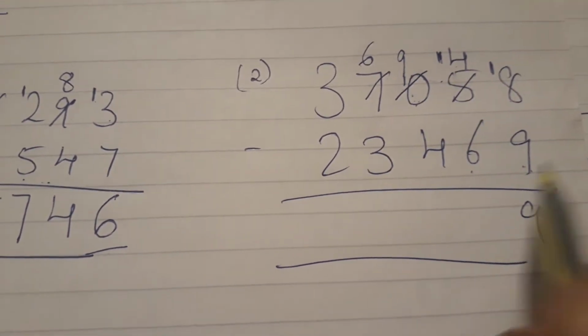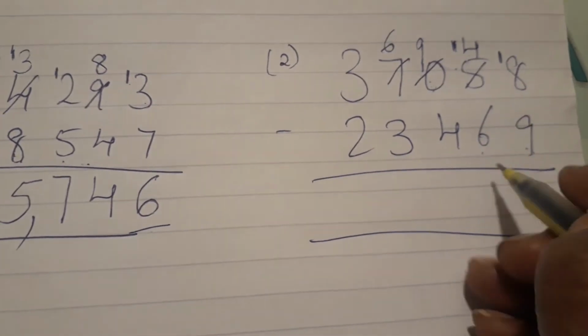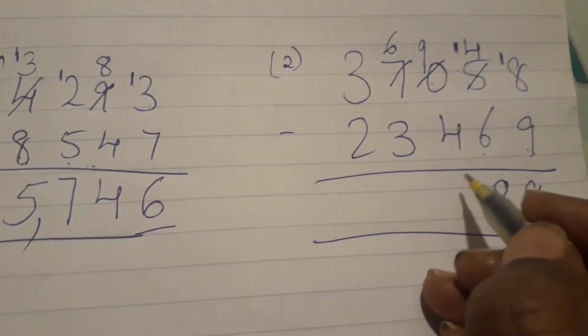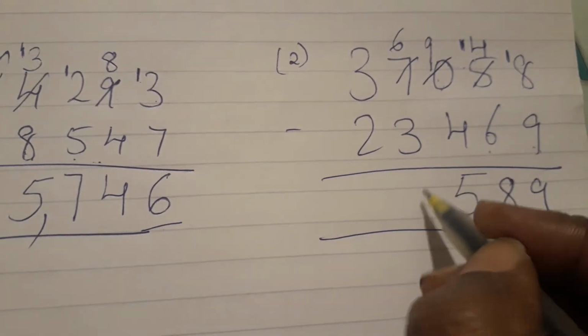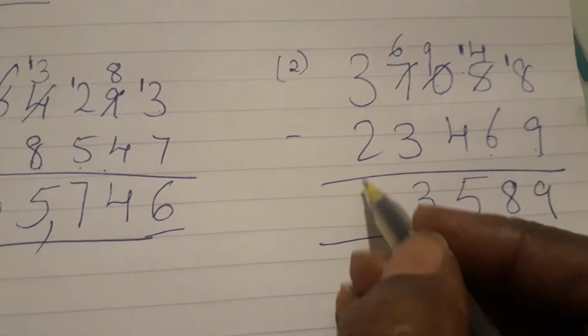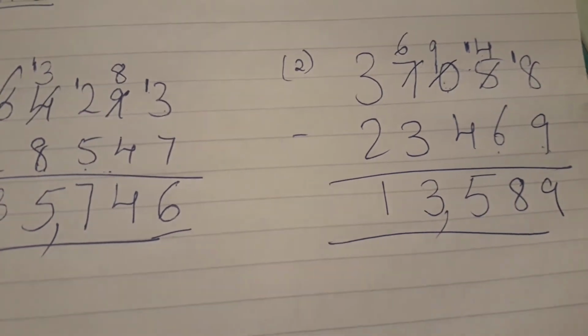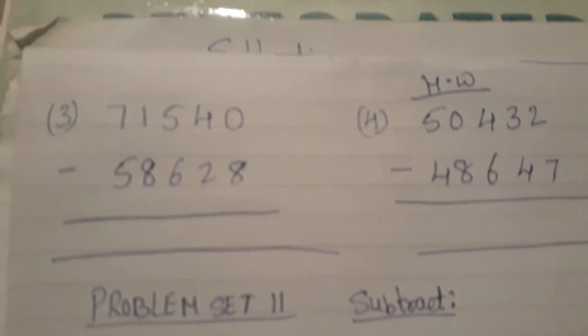Now 14 minus 6 will be how much, children? 14 minus 6, 8. 9 minus 4, that's right, 5. 6 minus 3, 3. Very good. 3 minus 2, 1. So it's 13,589. Okay, now we go on to the next.